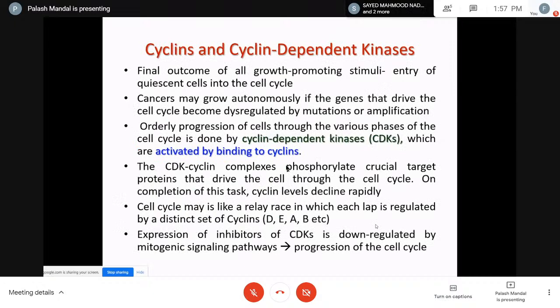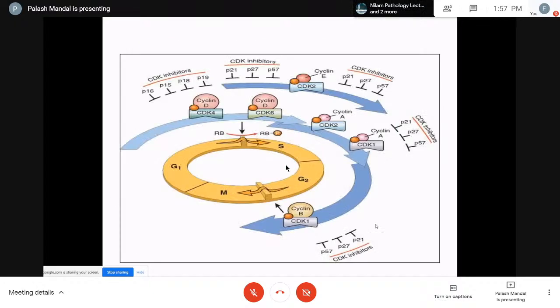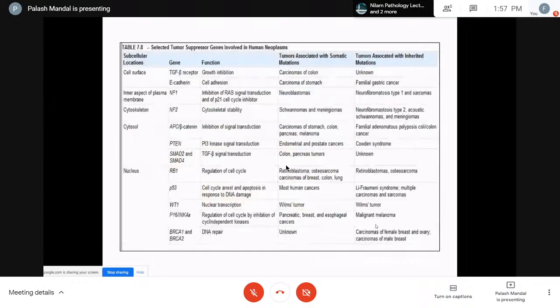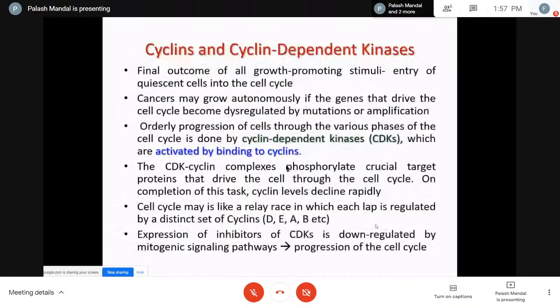Cyclins and CDK dependent, and this is the last one actually. Just give me 5 more minutes. I think this is the last, because if I don't complete this, there will be a lot of things to complete in the next lecture.